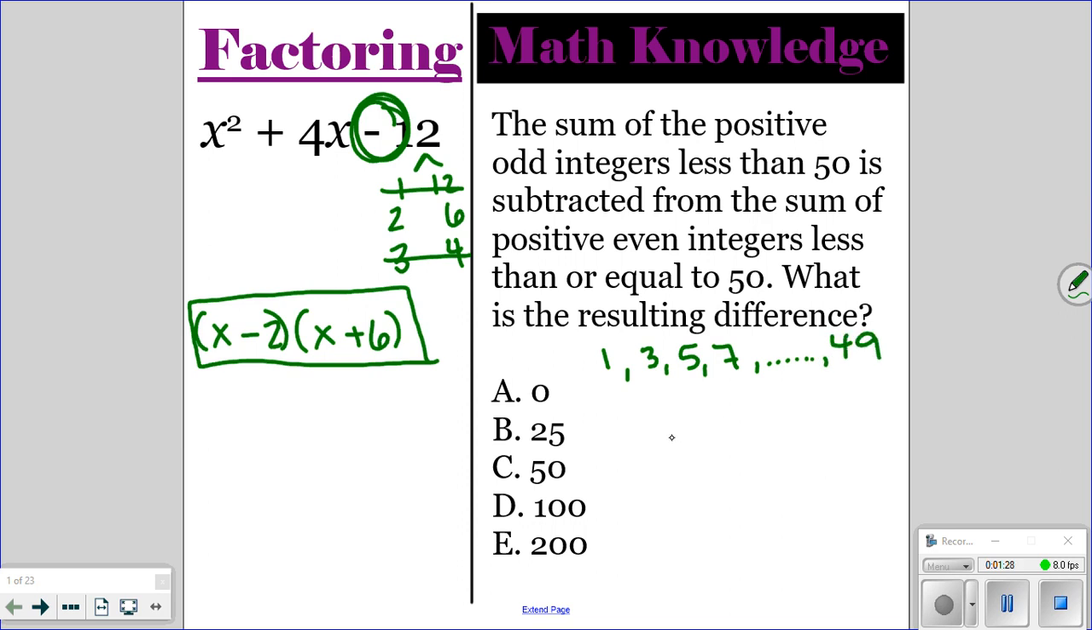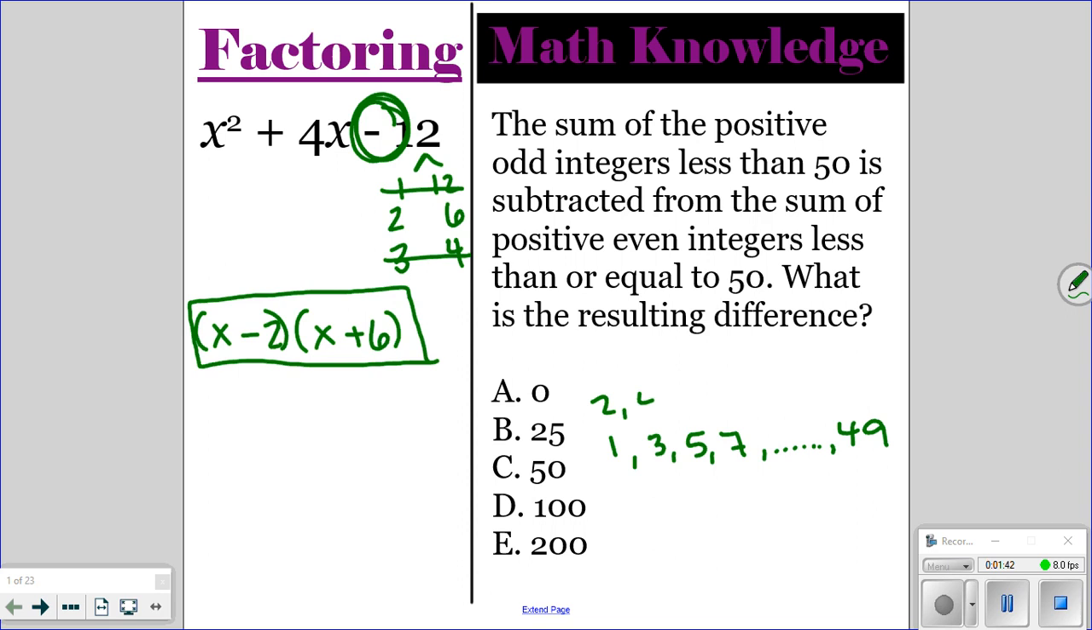And then our even integers, I'm actually going to write above these. It's going to be 0, which isn't going to change your sum, 2, 4, 6, 8, all the way to 50, because it says or equal to 50. And it wants to know what is the resulting difference.